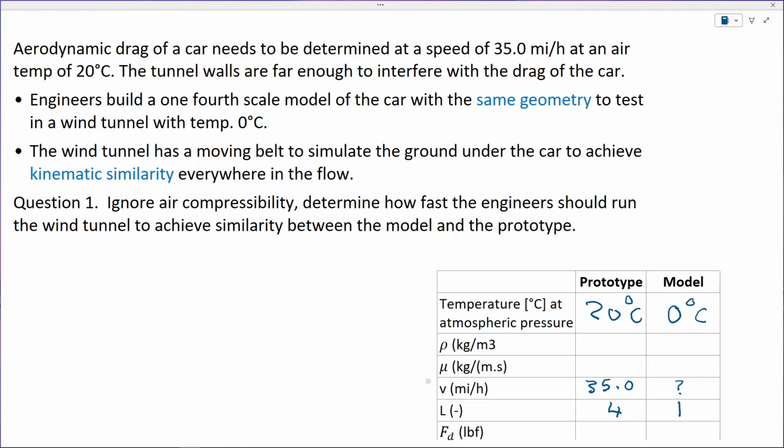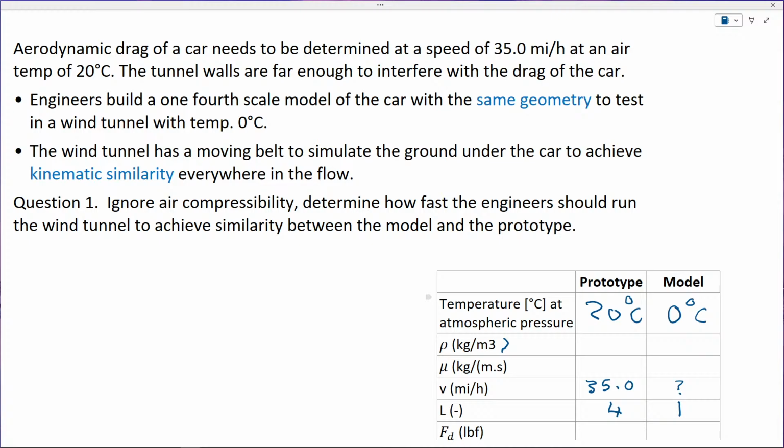For the dynamic scaling, we need to find basically the density of air. Here we have a bracket. We need to find the density of air and the viscosity of air at this temperature. How to find this?